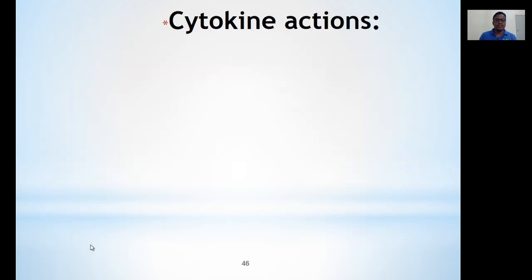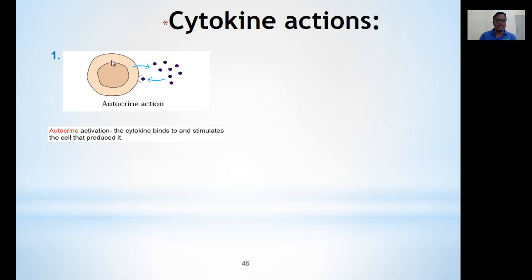The actions of cytokines: first is autocrine action, which is self-stimulation. Autocrine activation is when the cytokine binds to and stimulates the cell that produced it. So they produce cytokines which can stimulate themselves or the same clone types. For example, T helper cells produce interleukin 1 and interleukin 2, and those interleukins can stimulate the other T helper cells. This is the case of autocrine.